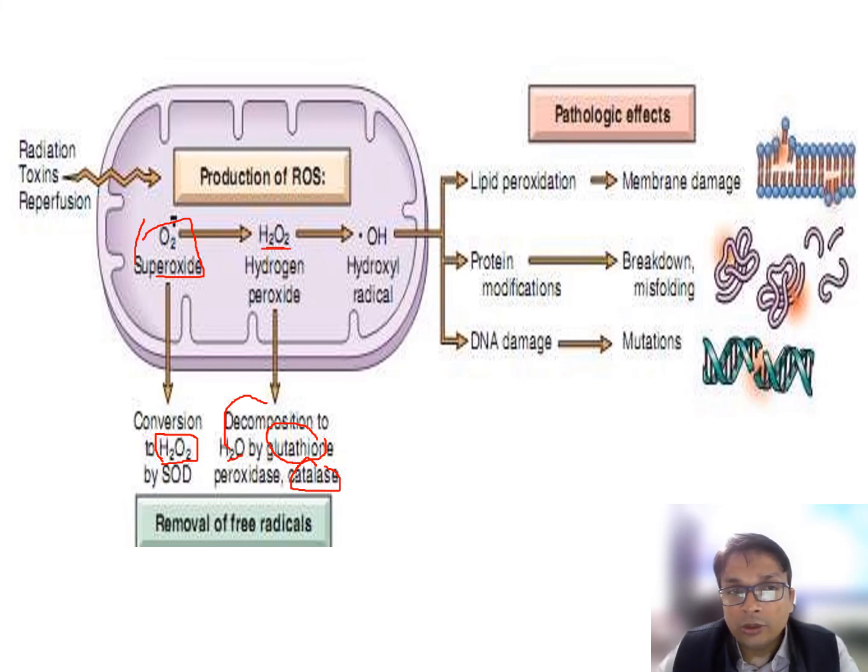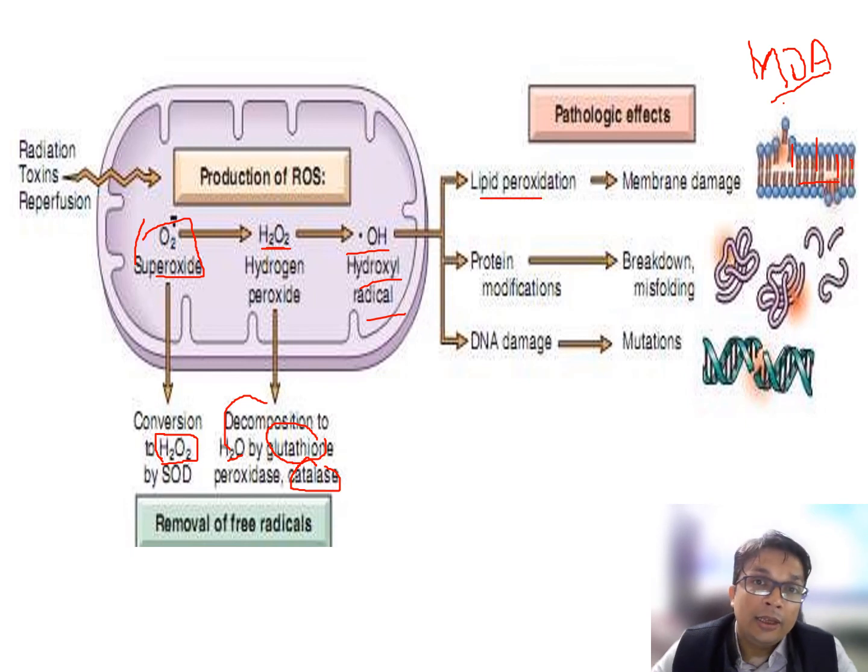And if hydrogen peroxide is there, that results in hydroxyl radicals. These hydroxyl radicals will act over the phospholipid molecules. They will cause lipid peroxidation, and that results in damage of the cell membrane, which we are able to identify with the help of MDA. In research, we see oxidative stress by measuring the MDA level, the malondialdehyde level.